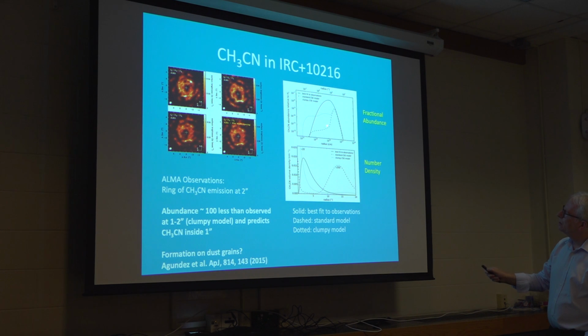This is the standard model fit. So density peaks at about 10 to the 16 or so. When you look at their clumpy model, when you let photons get in, then in fact they find that at a couple of arc seconds, which is about here, they're a factor of 100 too low in abundance, but they also predict lots of methyl cyanide inside 1 arc second, which isn't seen.